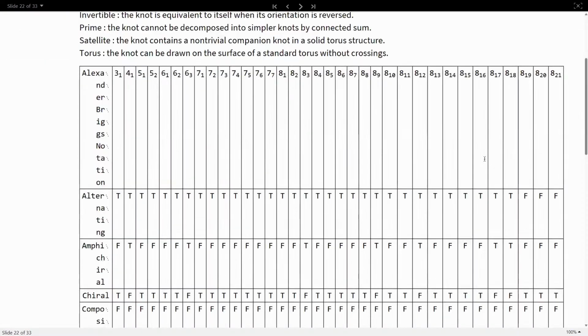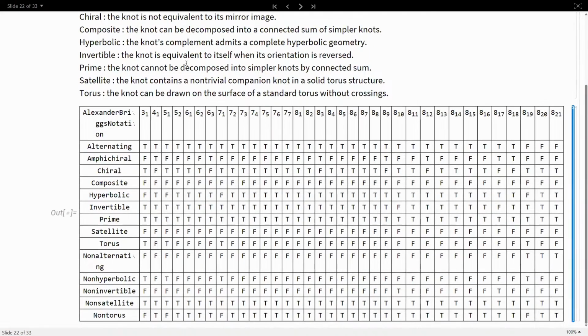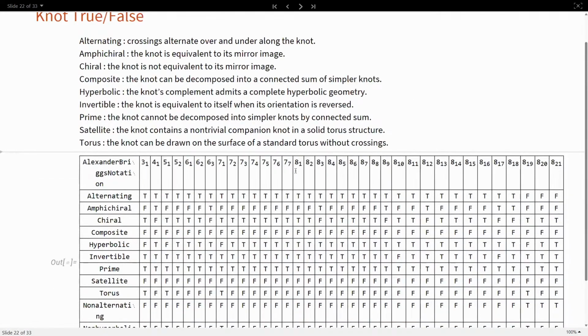We can look at true false values for knots. Let me make this smaller here. Here we go. A lot of our properties, such as alternating, hyperbolic, invertible, satellite, and torus, there's also a reverse form that is given. So if it's true for one, it's false for the other. So these are some of the properties that we can have for knots.